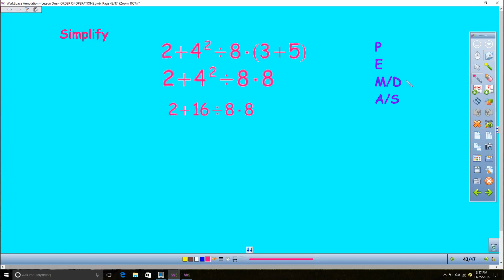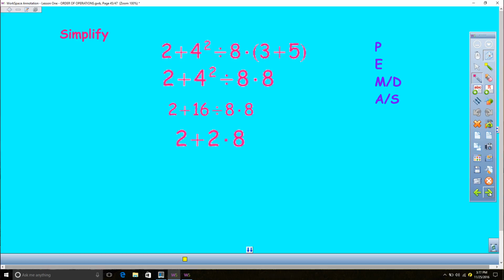Okay? Then I look for multiplication and division. Notice I've got both in this problem. Which one do I do first? Whichever one comes first as you start through on the left. So here I'm going to do the division first. Therefore, I'm going to bring down everything I'm not using. Instead of bringing down 16 divided by 8, I bring down the answer to 16 divided by 8.